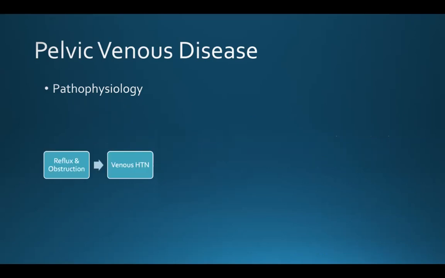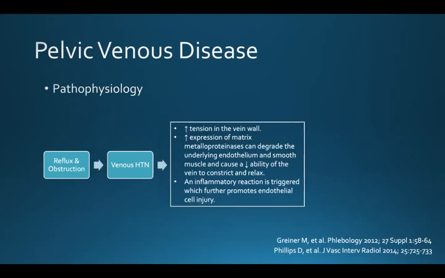So if you have reflux and/or obstruction, it can lead to venous hypertension, which has several different effects. It can increase tension in the vein wall. It can lead to degradation of the underlying endothelium and smooth muscle, which can cause a reduced ability of the vein to constrict and relax. And it can also trigger an inflammatory reaction which further promotes endothelial cell injury. All three of these consequences of venous hypertension can ultimately lead to venous dilatation.